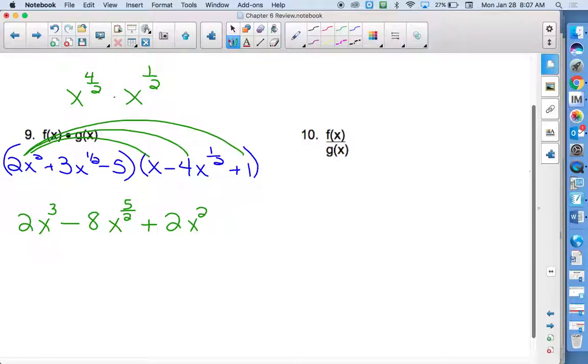Then we're going to go through and do that with the next term, which is the middle term here, and that's 3x to the 1/2. And again, you have to remember that you're adding exponents. Make them into fractions. So this x to the first is x to the 1, or you could think of it as x to the 2 over 2.